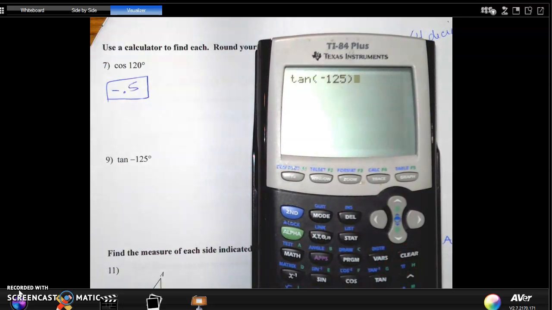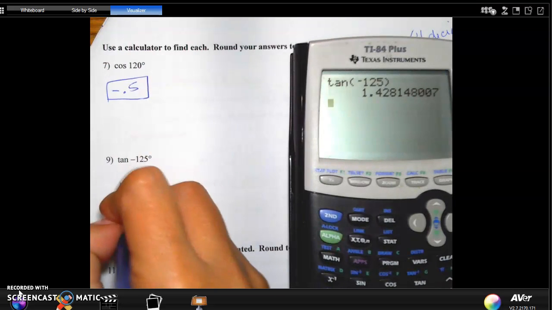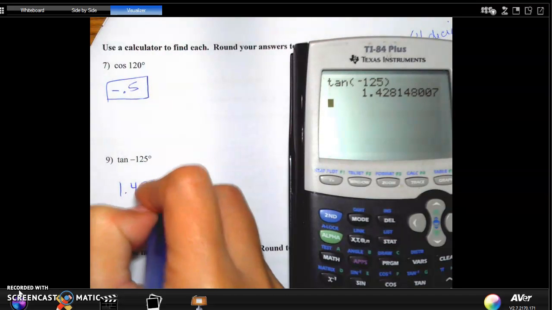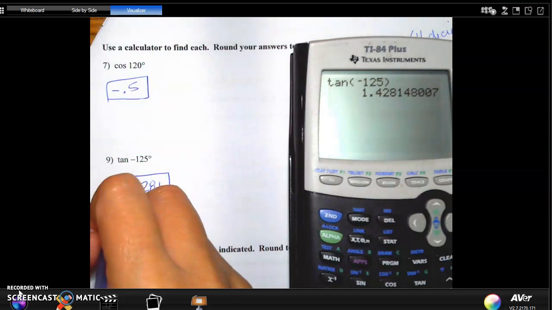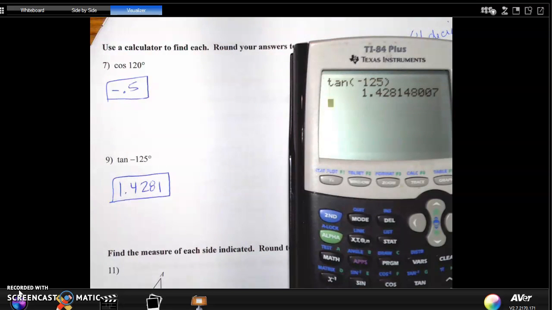Hit your parenthesis and enter. So we want 4 decimal places, so that's going to be 1.4281 as your answer. Those are really just calculator. Just make sure that you understand how to use that.